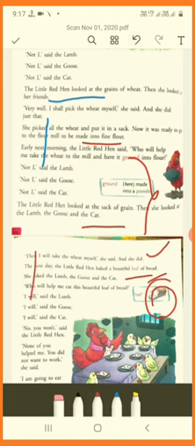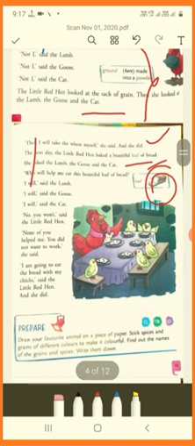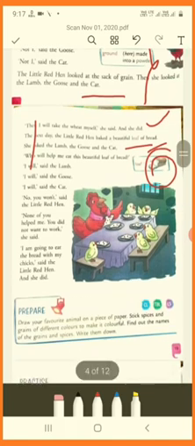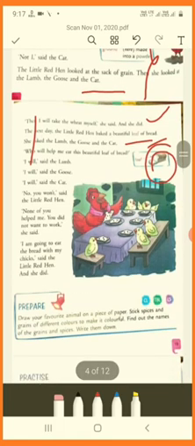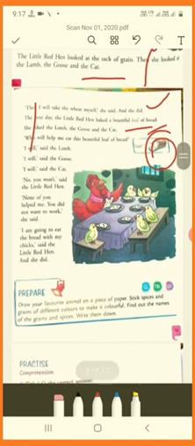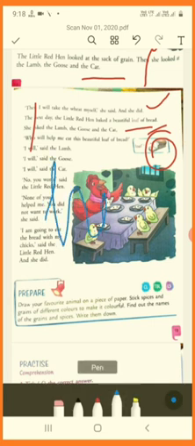"I will," said the lamb. "I will," said the goose. "I will," said the cat. So they all readily agreed to eat the loaf, but in the beginning they never agreed to help the hen whenever she needed their help, right?